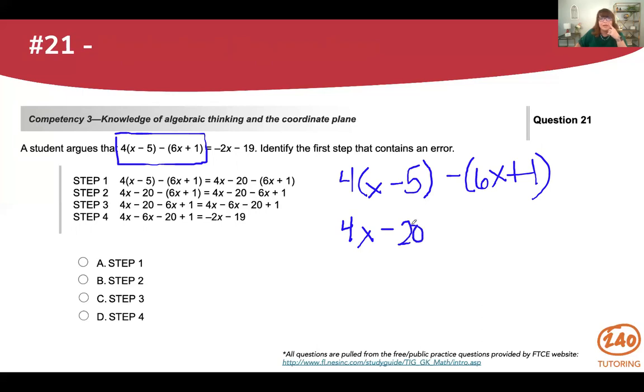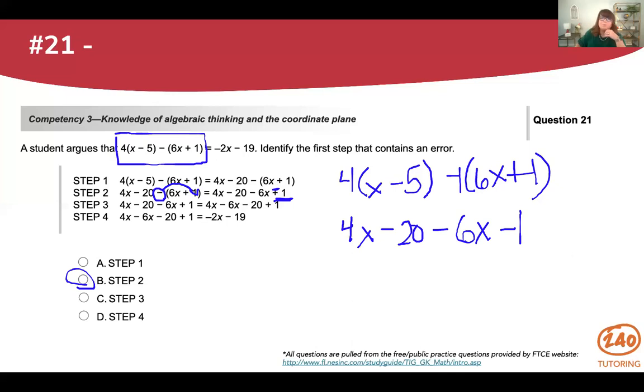Now, the next thing is that needs to be negative 1 times 6x, which is going to give me negative 6x. Now, watch this. Negative 1 times positive 1 is going to give me a negative 1. So we have minus 1. So there's the error right there. They didn't distribute the negative sign to the positive 1. They left it positive 1. So that positive 1, that should have been a negative right there. The error is in step 2.